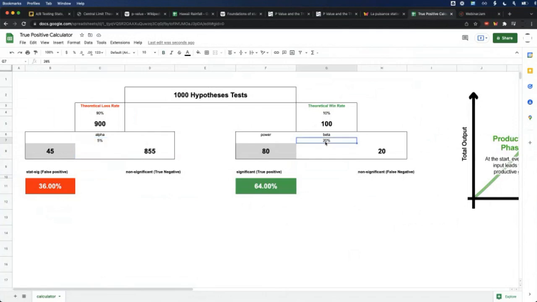If you adjust your beta levels, it's not going to change much. Let's say you make it more strict, like now you want to observe 90% power. You're not going to change it too much. It hardly changes anything. The most important one is your alpha threshold.